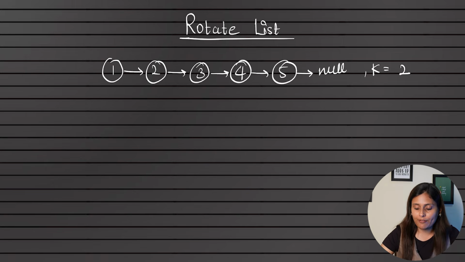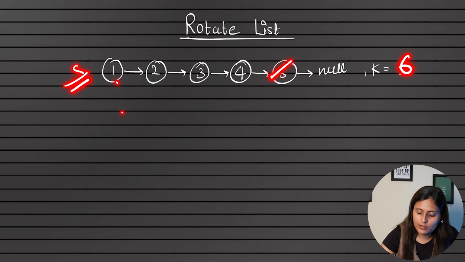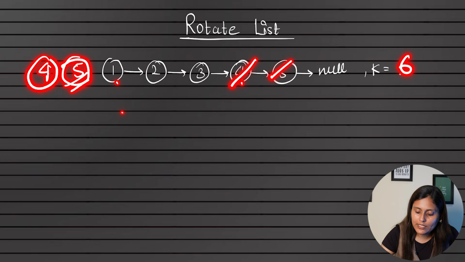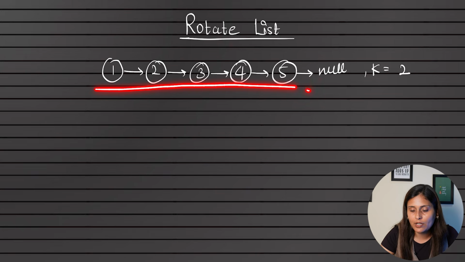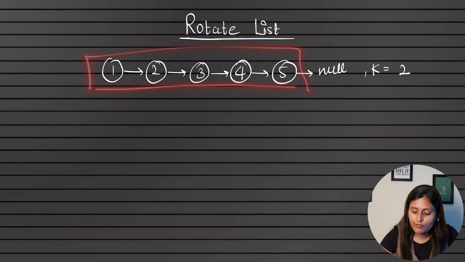Suppose the length is 5 and I have asked you for 6 rotations. After 1 rotation, 5 will come here, correct? After 2 rotations, 4 will come here, correct? After 3 rotations, 3 will come here, then 2 will go in front, and then 1 will go in front. So again after 5 rotations it will become like this, and on the 6th rotation 5 will come here.